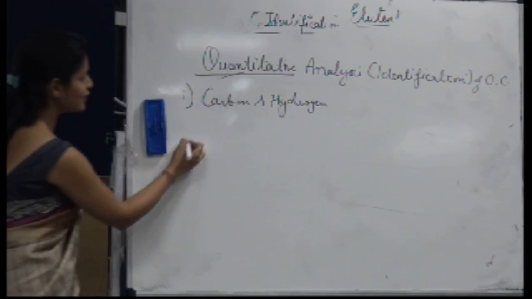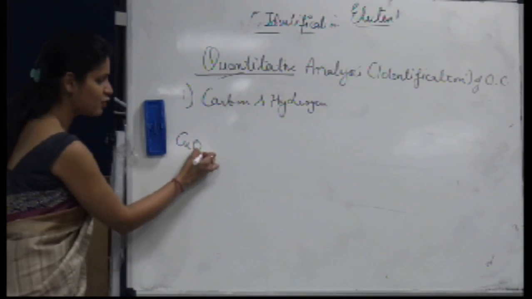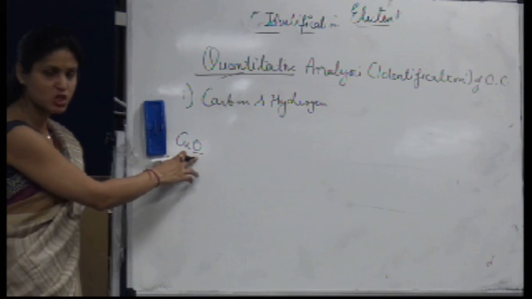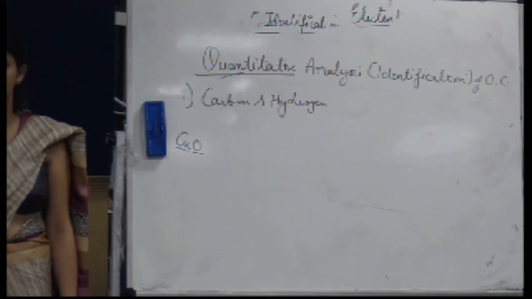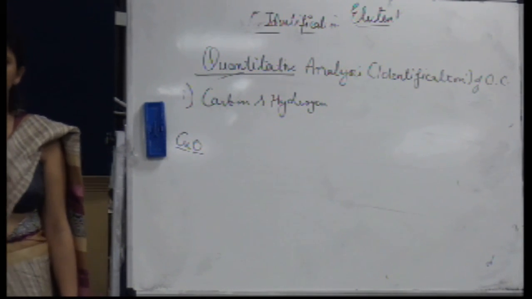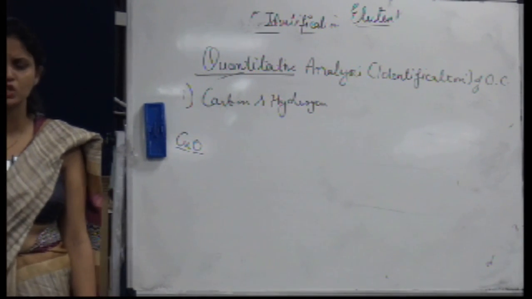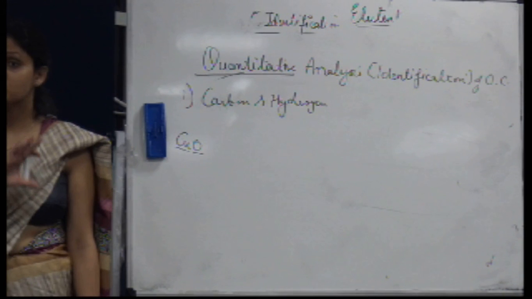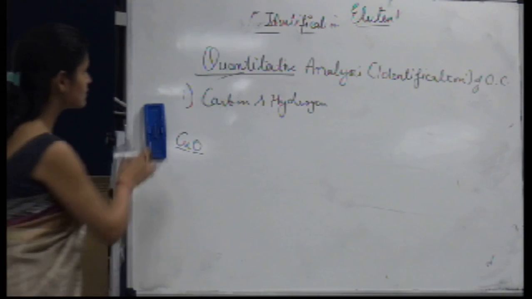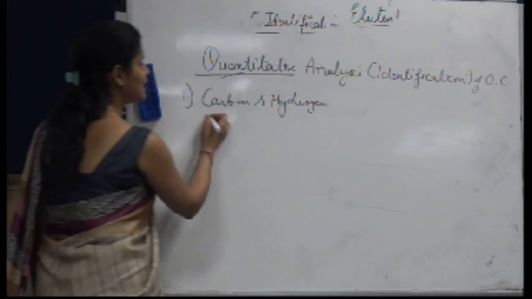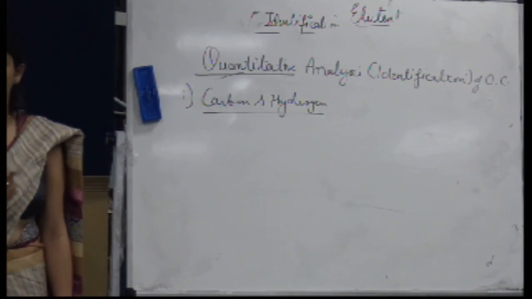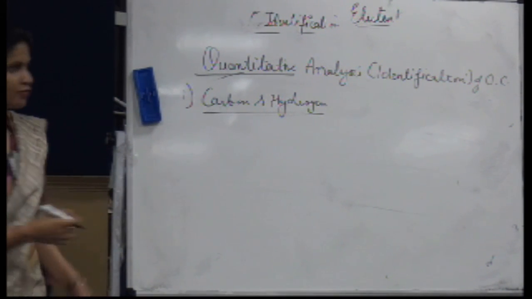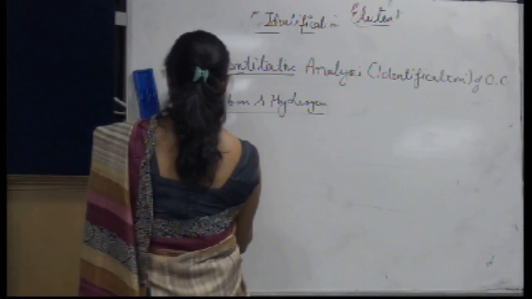Why have I taken copper oxide? Because it would provide maximum oxygen, and copper is a metal which will not participate in the reaction, and hence I have taken copper oxide. I can also take any other reducing agent which does not participate in the reaction. So that is the gist. So what do I do if I have burned the organic compound into carbon dioxide and water? How do I estimate the amount of carbon and hydrogen? For that I have to make a setup.